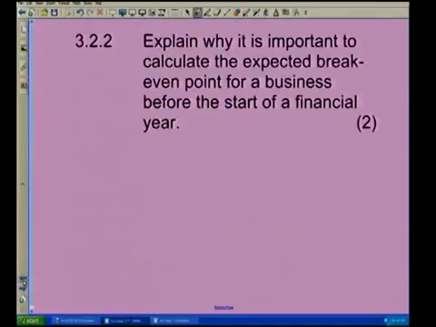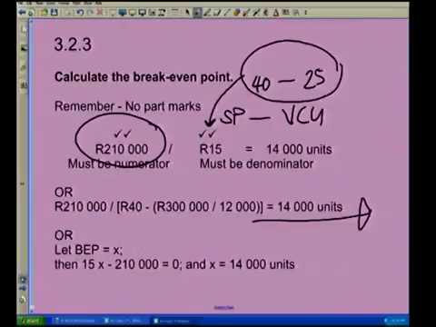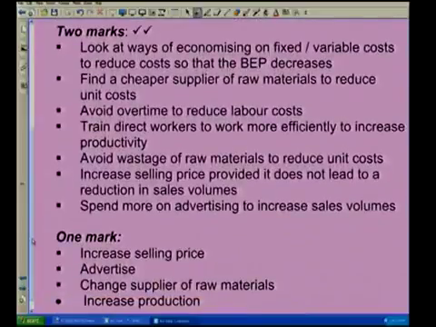Obviously, you can see that we are producing below the break-even point. How do we know that? From our question. Remember in the question, what did they tell us? Produced 12,000. What was my break-even point? I calculated my break-even point. Do you remember? 14,000 units. So clearly you can see we are below the break-even point.